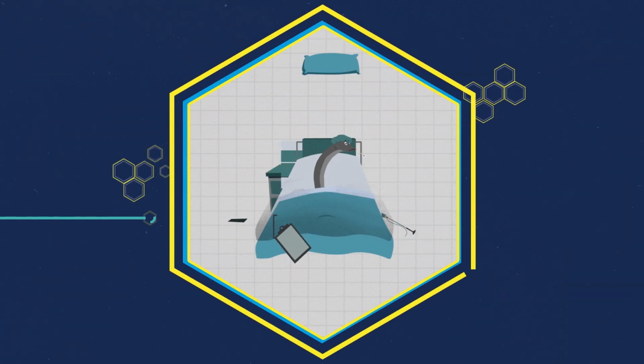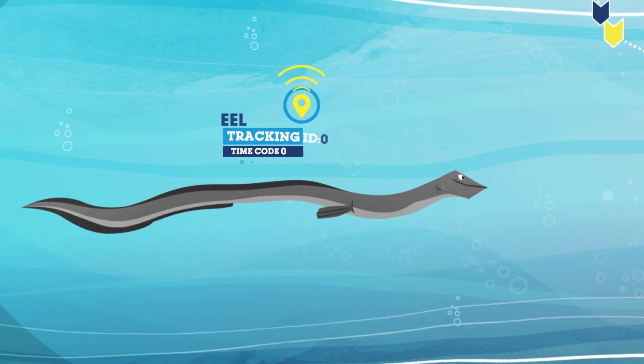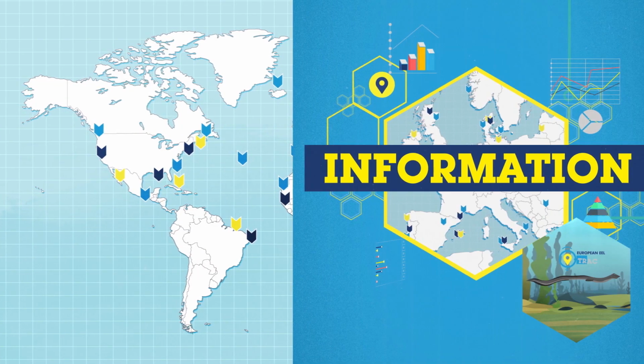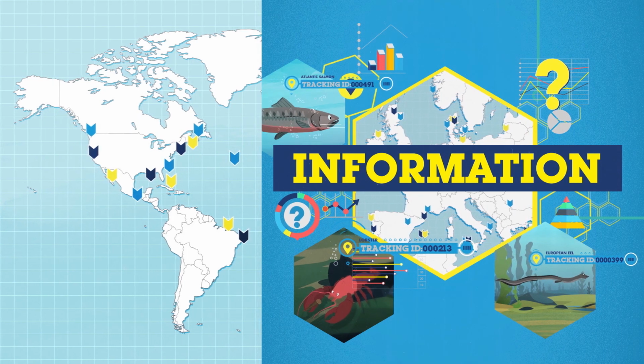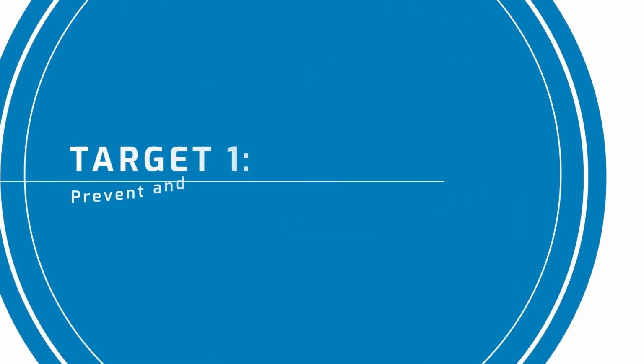Fish are caught and undergo a small surgery where transmitters are implanted. With tracking networks across the globe, we are gathering vital information on marine life cycles and environments that can help us address many of the SDG targets.